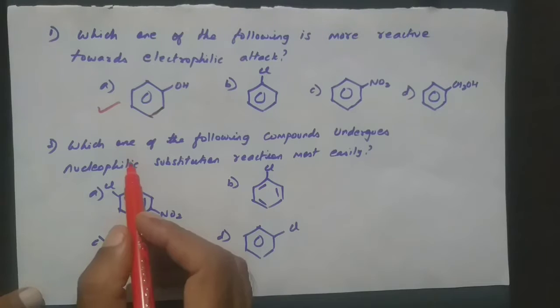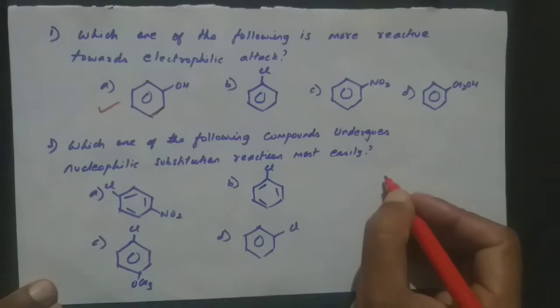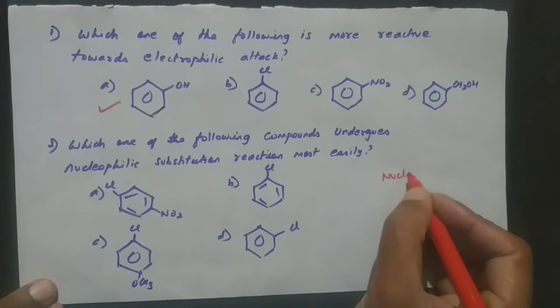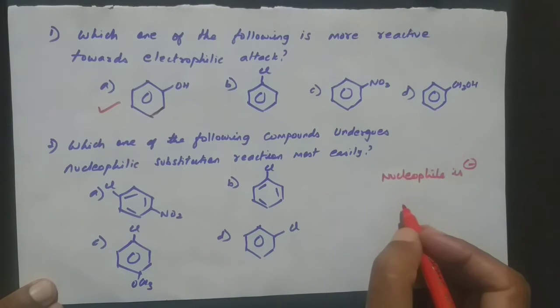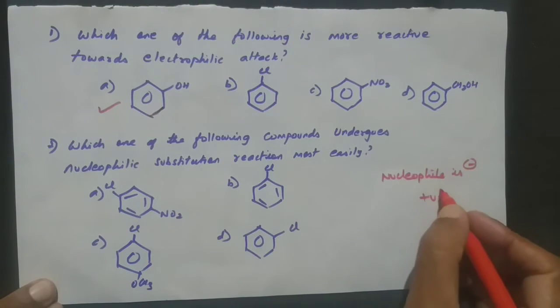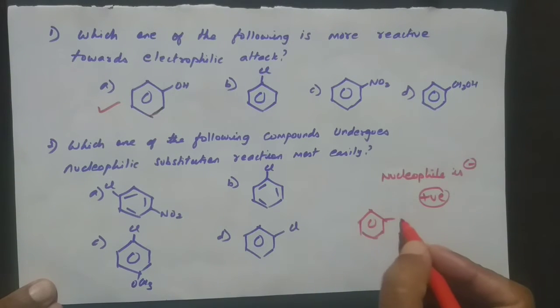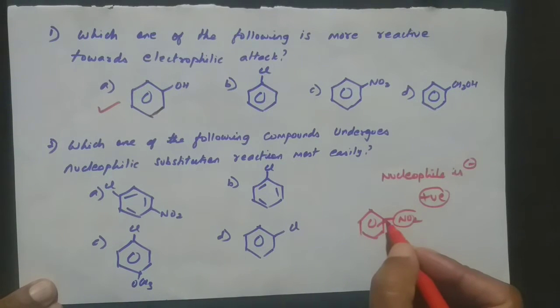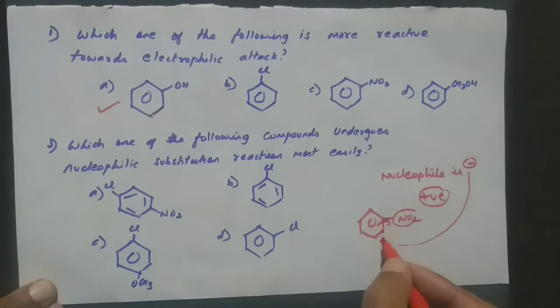And the second question, which one of the following compounds undergoes nucleophilic substitution? For nucleophilic, the nucleophile is negative, so it moves towards the positive. We can make the benzene a little bit positive by using an electron withdrawing group. When you use an electron withdrawing group like NO2, it will pull the electrons from the benzene, making it slightly positive, or the electron density will be reduced. Whenever the electron density is reduced, or it is positive, then the negative nucleophile can come and attack here.